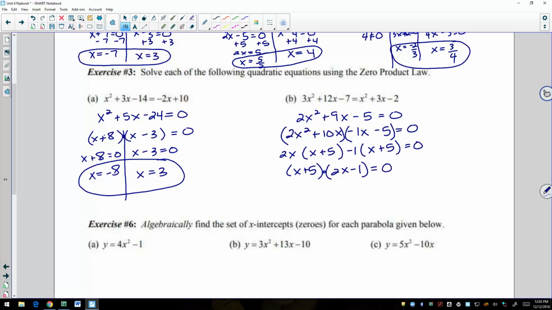And now I'm going to t-chart where the multiplication is happening to separate my two factors and figure out what x would be to make one of them 0. So x could be -5, or if I add 1 divided by 2, x could be 1/2. So there are your two x's that would solve this equation.